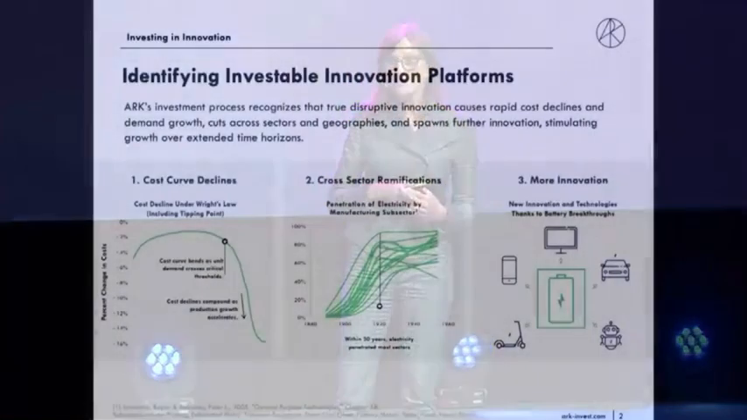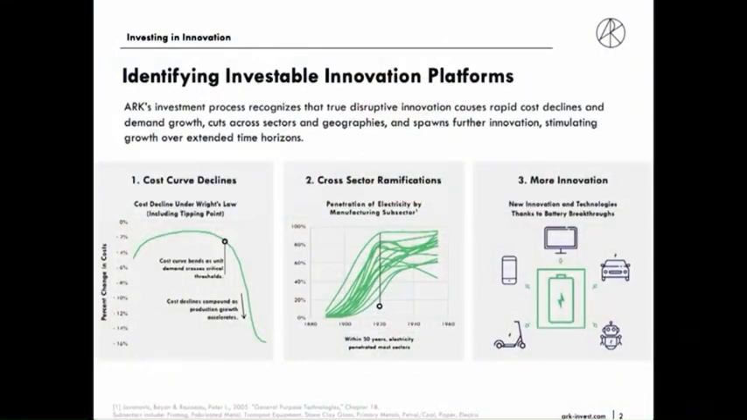Innovation platforms. What do we consider an innovation platform? We center our research on something called Wright's Law. Wright's Law is, and you'll get this sense of exponential growth here, Wright's Law says that for every cumulative doubling in units produced, costs decline at a consistent rate. Mr. Wright derived this formula during the early days of airplane manufacturing. And he noticed for every cumulative doubling in the number of airplanes produced, costs declined at a consistent rate.